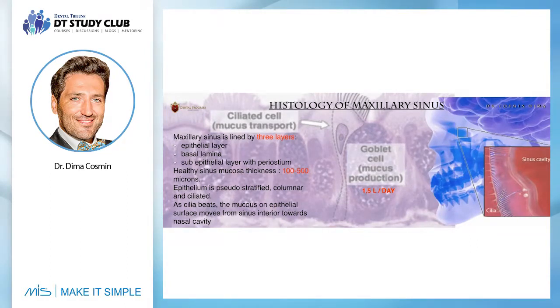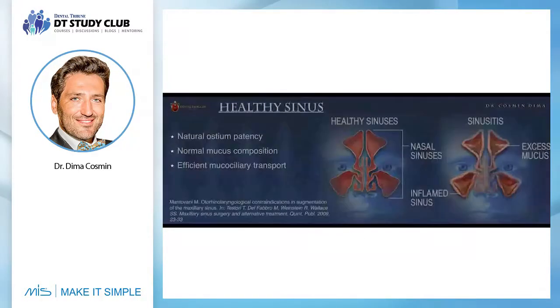membrane from the bone. We can see also the goblet cells, which are the ones that produce the mucus, and it's very interesting to see that we produce about 1.5 liters per day. This is very important to have the ostium patency, otherwise the sinus would be very compressed and of course the patient would have headache. So the healthy sinus needs the natural ostium patency, normal mucus composition, and of course efficient mucociliary transport. Otherwise the patient would have sinusitis.